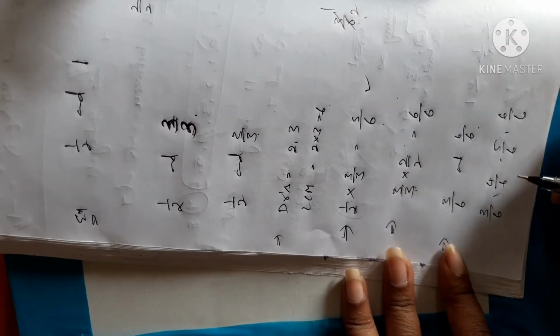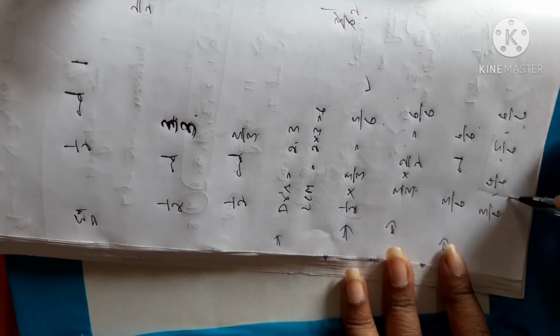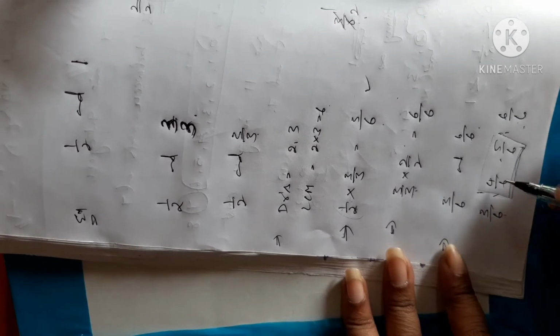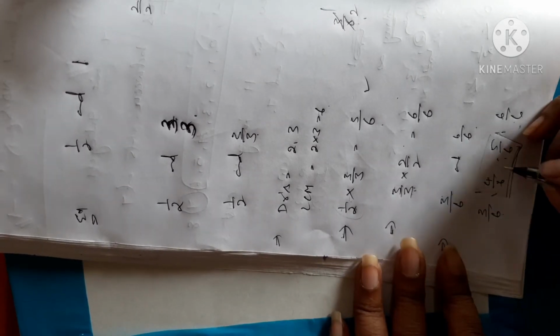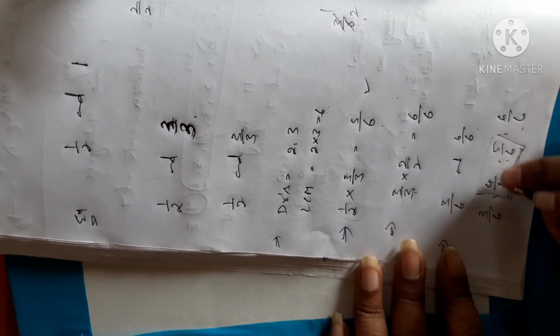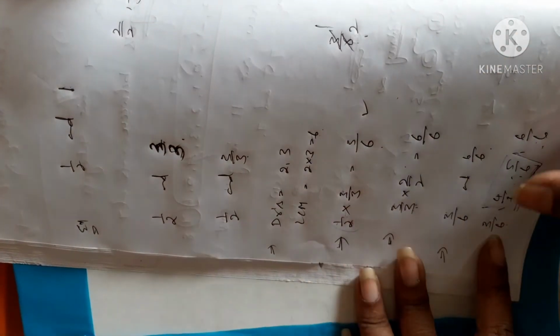Now how many numbers exist between these two? Again, there are many. Next, I'm taking these two: 5 by 6 and 4 by 6.